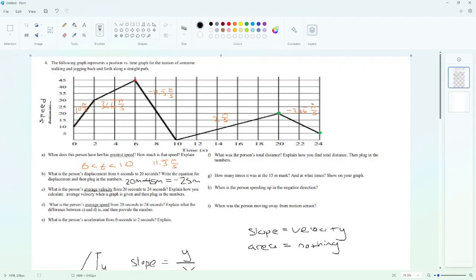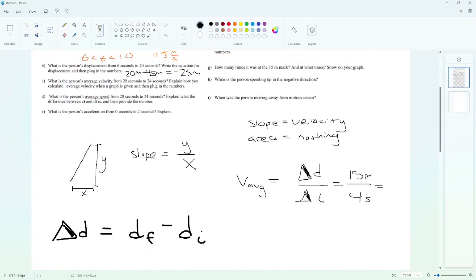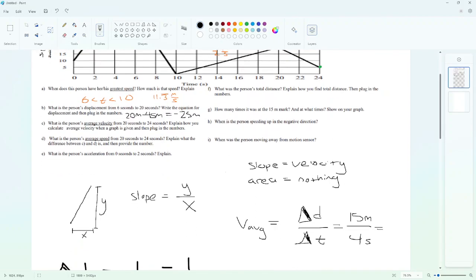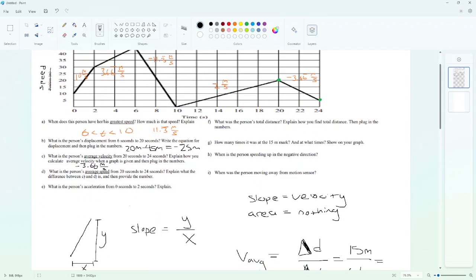So its average velocity we've actually calculated already here, but this is how I calculated it before as well. So that's going to be our average velocity. Explain how you calculate average velocity when a graph is given and then plug in the numbers. Well, I just explained it to you, and that explanation is quite possibly the best explanation anybody has given anybody ever. Of course, I'm being sarcastic, but I think you got that.